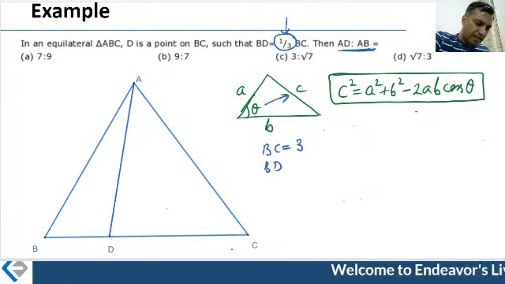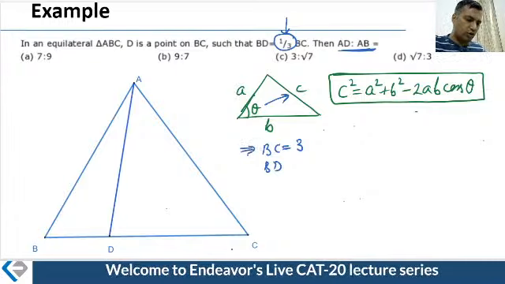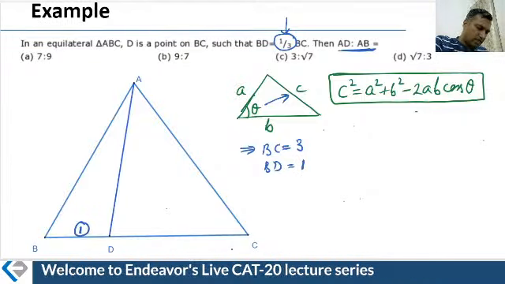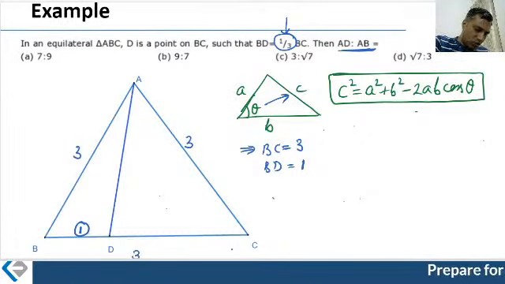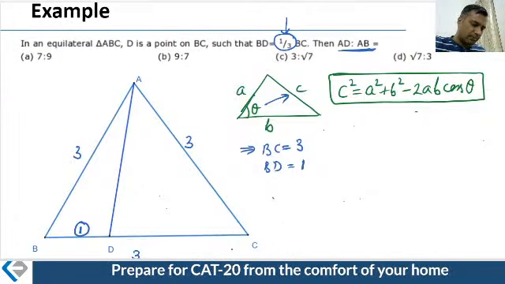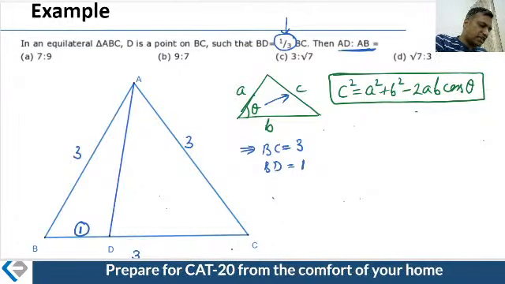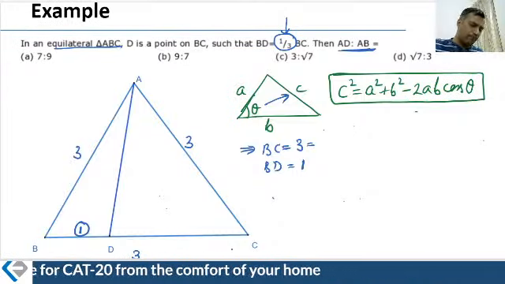Therefore, if the length of BC is 3 units, the length of BD becomes 1/3 of 3 units, which is 1 unit. What is the length of AB? This is also 3 units, the entire outer length is 3 units, because it's an equilateral triangle. If you assume BC is equal to 3 units, then every other length is also equal to 3 units.